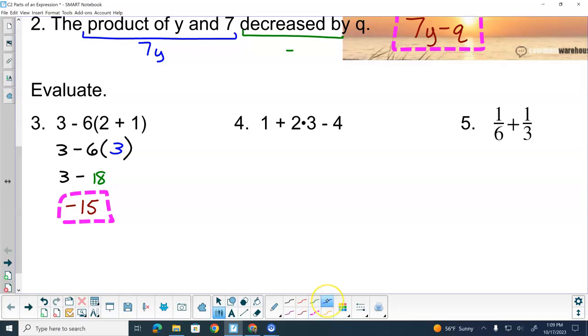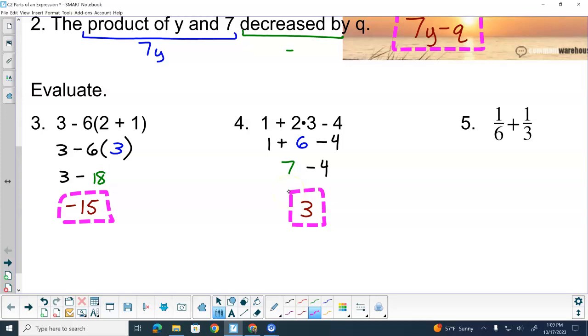Two times 3 is 6. So then this is 1 plus 6 minus 4. 1 plus 6 is 7. 7 minus 4 is 3. We get 3 for that one.